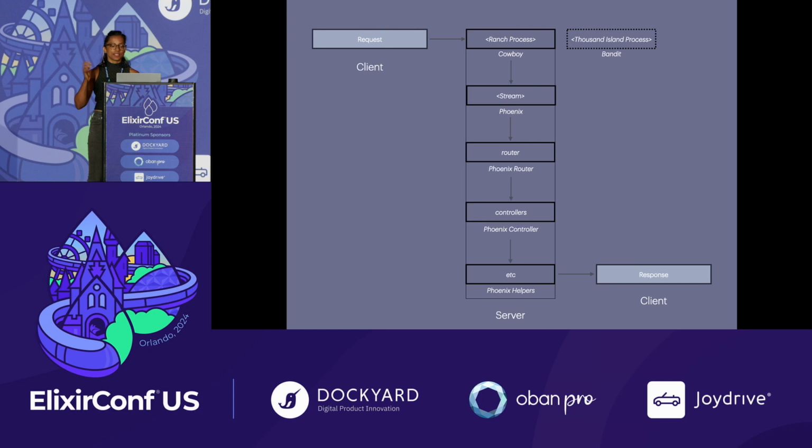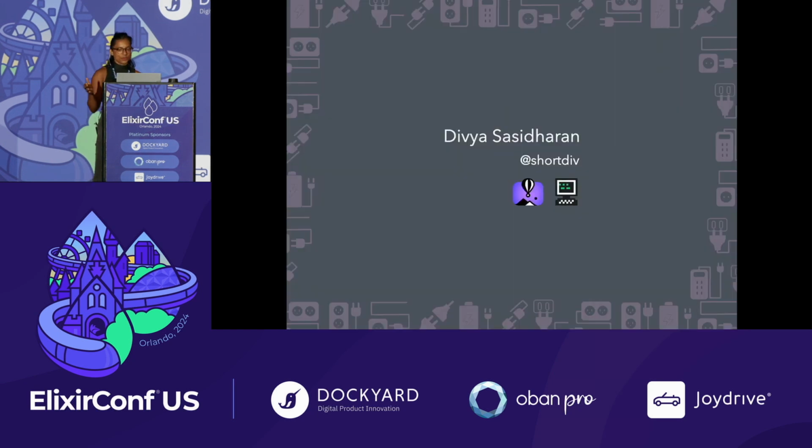And so either Cowboy or Bandit will then pass that along to various parts of your framework. So you have a router maybe, you might have controllers, you might have various handlers or helpers. And I like to call all of these the framework complexity. And that is the middleware and plugs and any other details that go into making that request create a response and making that possible.